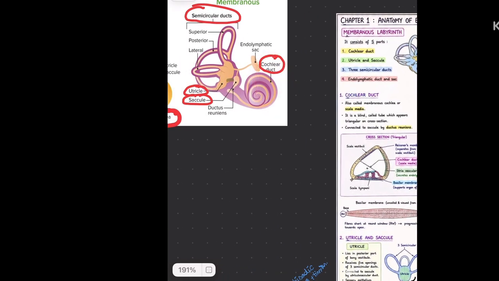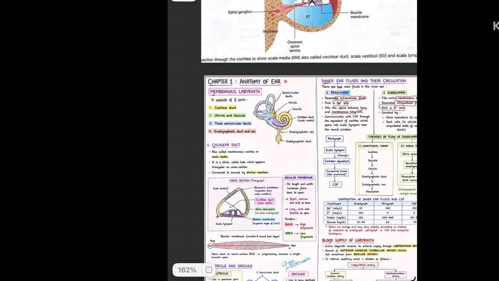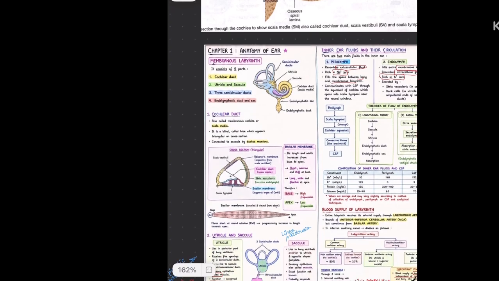Cochlear duct. If you see this diagram, it is also known as the scala media, or the membranous cochlea. This is the thing. So cochlear duct, membranous cochlea, or scala media, this is the same thing. It contains what? It contains endolymph, right? So let's talk about it.